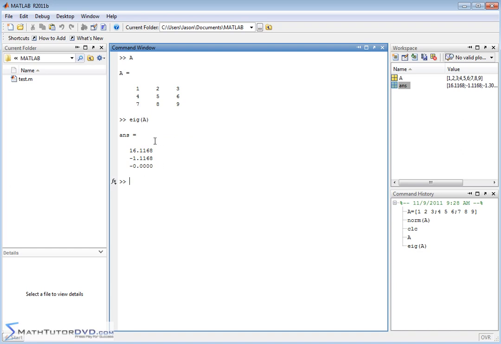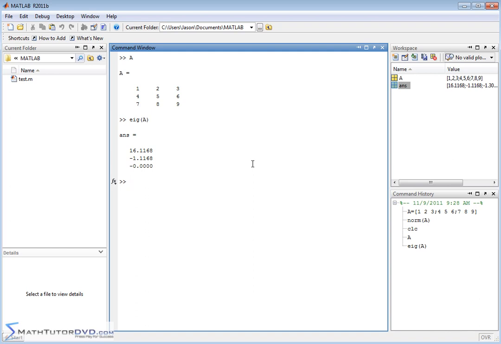You get your values. In this case, it's a 3 by 3 matrix, so we expect to get 3 eigenvalues back, and it returns them in a column vector for us: 16.1, negative 1.1, and then roughly 0 there. So it's very simple, by the way, to calculate the eigenvalues. You just pass it the matrix, just like we've done.